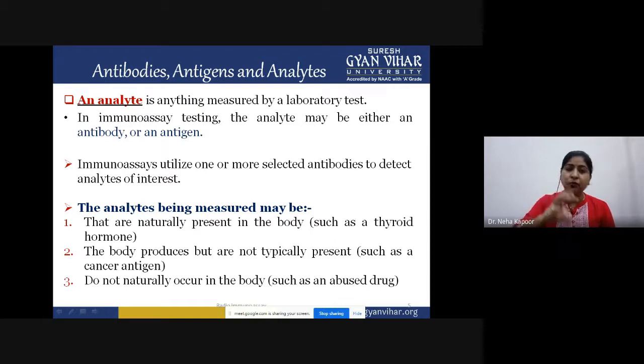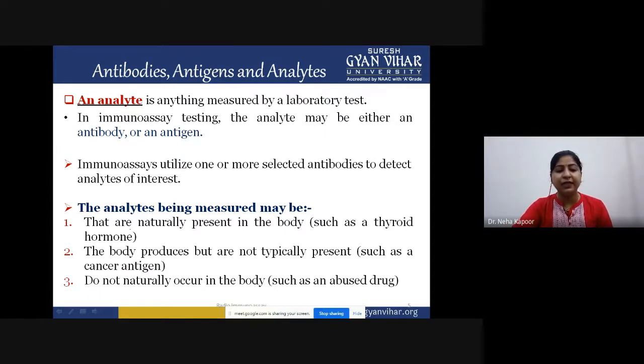So immunoassay, any kind of immunoassay, can basically utilize one or more selected antibodies to detect the analyte of interest. Either it can be an antigen or it can be any drug molecule also. So these analytes are normally being measured.